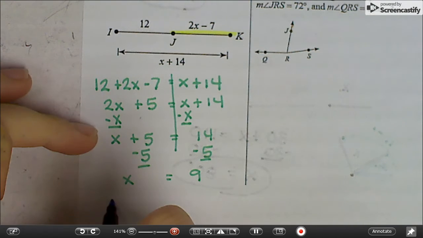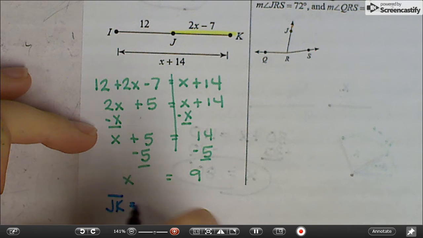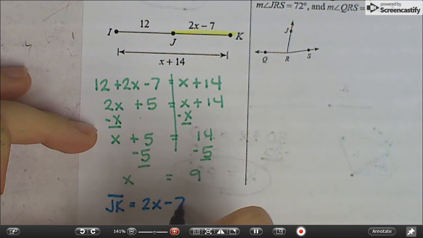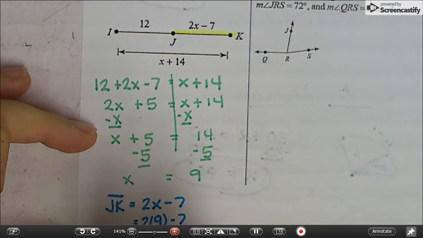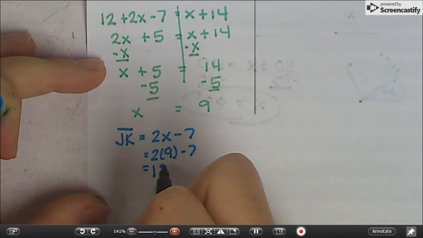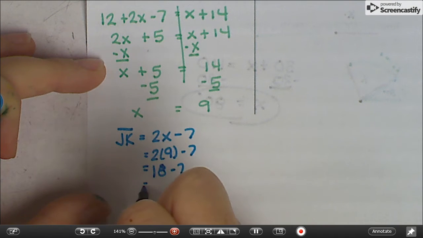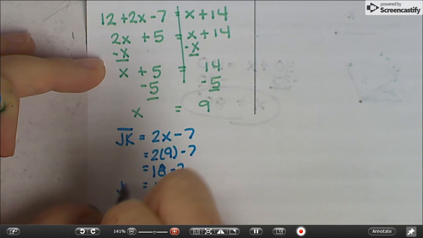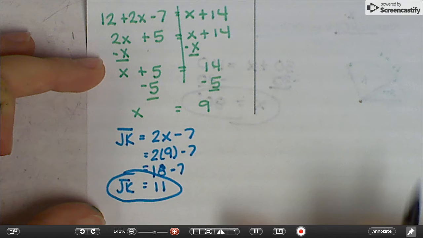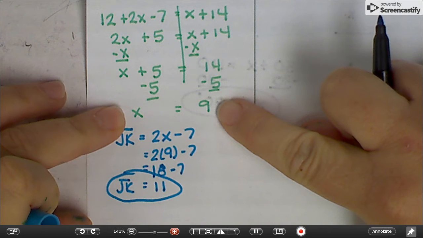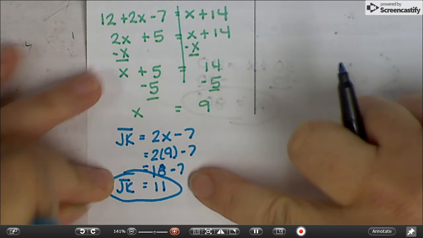So we're going to say JK equals 2x minus 7, and x is 9. So we're going to take the 9 and plug it in for the x. 2 times 9 minus 7, 18 minus 7 is 11. So JK is 11. And that's the only difference. The last ones we solved for x and we're done, but the directions changed and now we need to solve for JK.